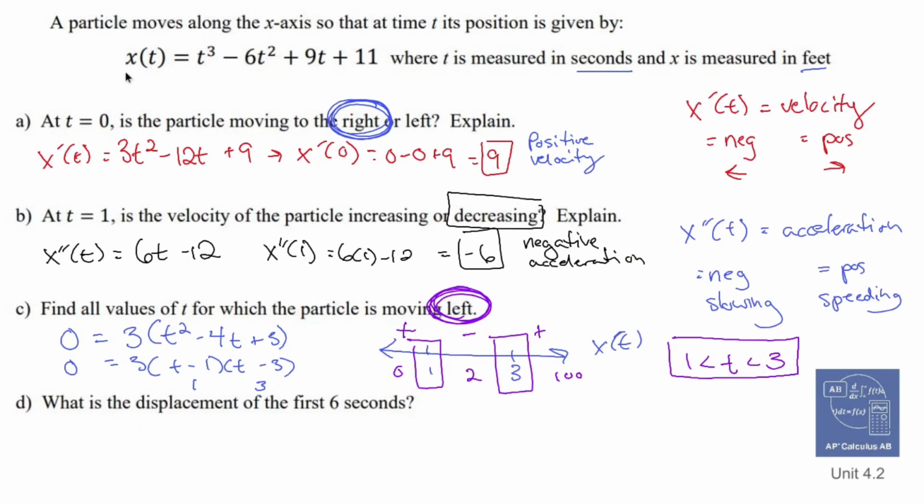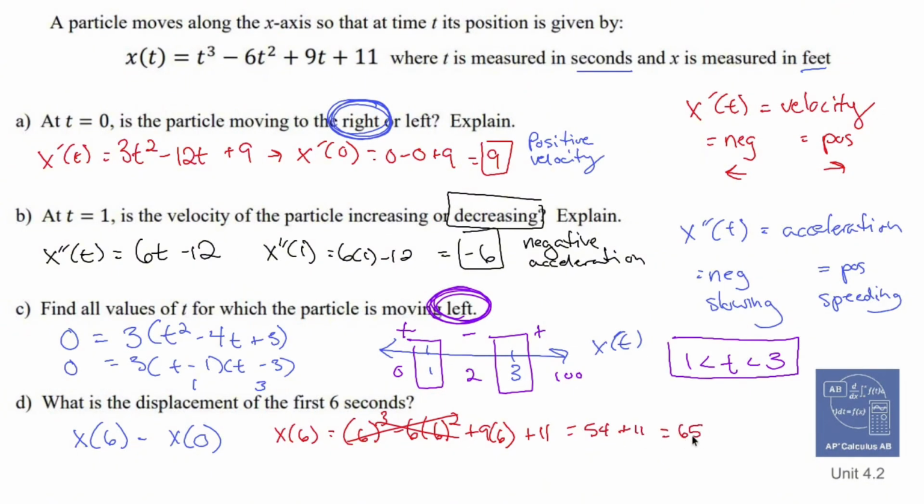How do I find displacement? Well, my original position function is x of t. So my displacement is found by taking where you are now, at 6 seconds, and subtracting where you were at the beginning. So I need to find x of 6, and I need to find x of 0. So x of 6 is going to be 6 cubed minus 6 times 6 squared plus 9 times 6 plus 11. This is actually super convenient because 6 cubed minus 6 times 6 squared cancels out, and you become 54 plus 11, which is 65.